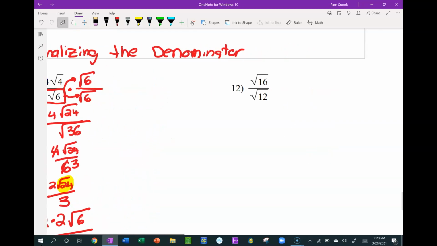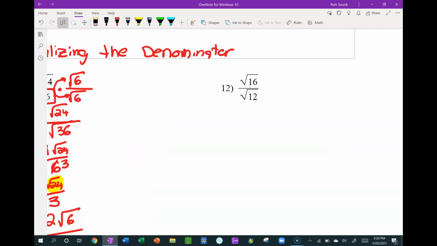Let's take a look at another one. I've got square root of 16 over square root of 12. Go ahead and rationalize. And that gives me, in my numerator, square root of 16 times 12. That's 192. And then square root of 12 times square root of 12, that's going to be the square root of 144, which is a perfect square. That brings us right back to 12.